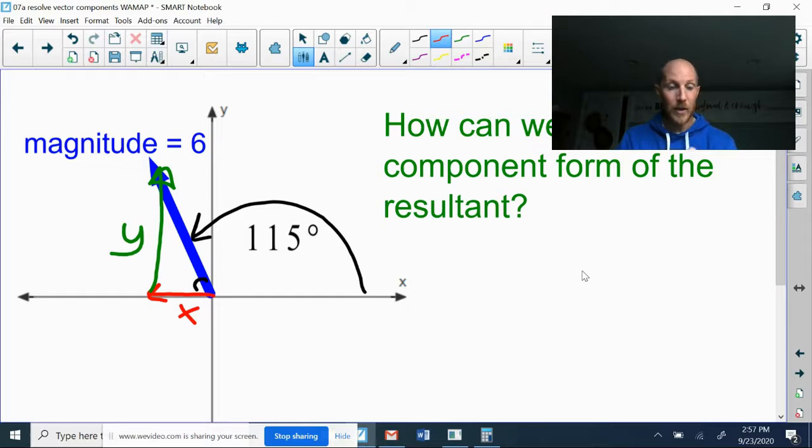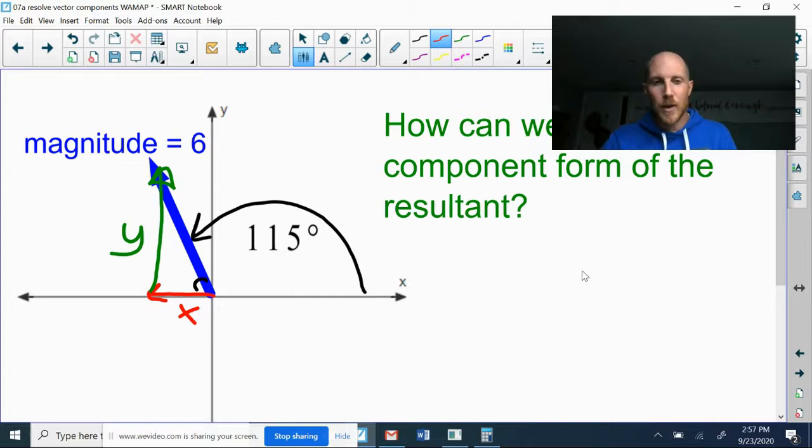I drew the components. So I know I can draw the components. I've got a, on the x-axis, it's going to the left. So it's going to be a negative component for the x, and on the y, it's going up. So then I'm going to have a positive y component. I know if I've drawn those correctly, they should give me a right triangle. The resultant is going to be the hypotenuse.